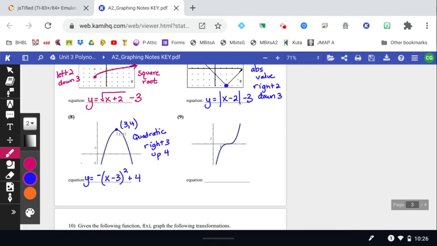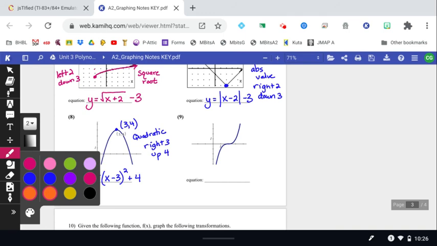All right, in number 9. So looking for my center, it looks like it went right 2, and this is a cubic graph. So if I have a cubic graph, so y equals, so if I went right 2, I do x minus 2 cubed. And remember, you can take all of these and you can type them into the calculator to double check that this would be an appropriate graph.